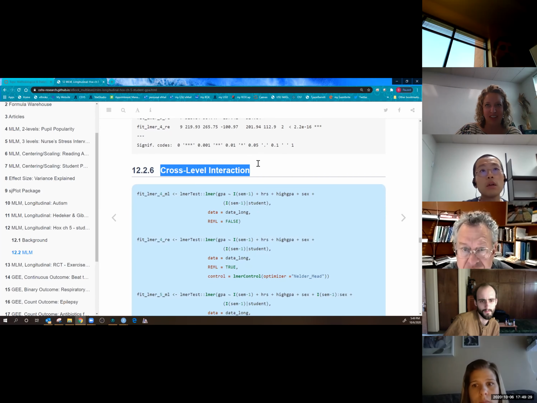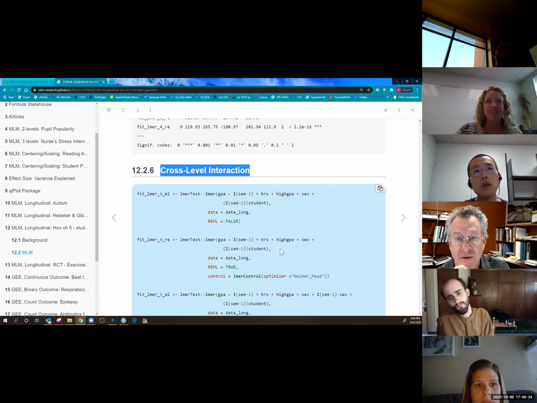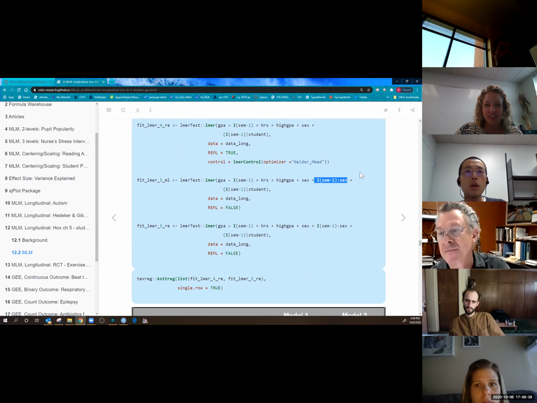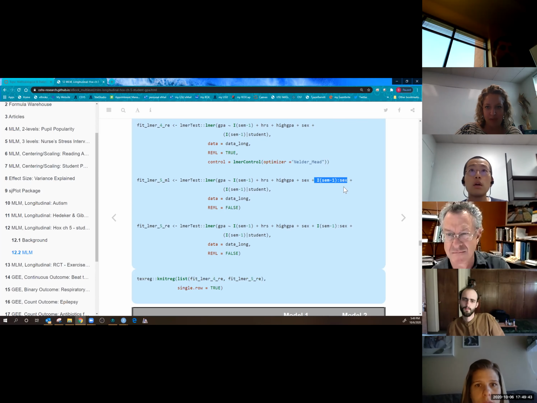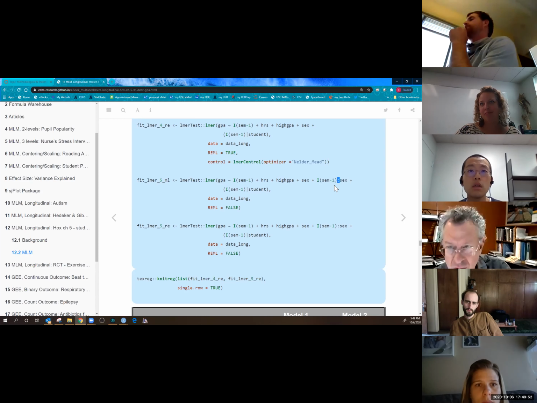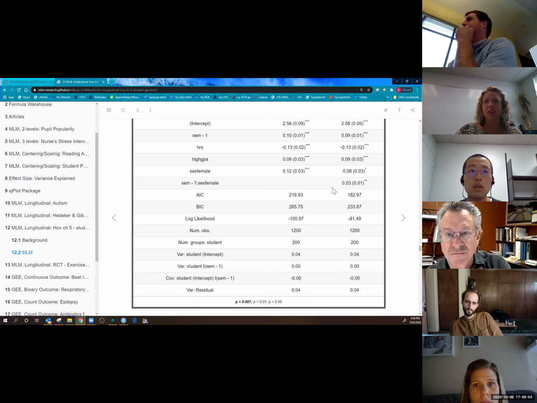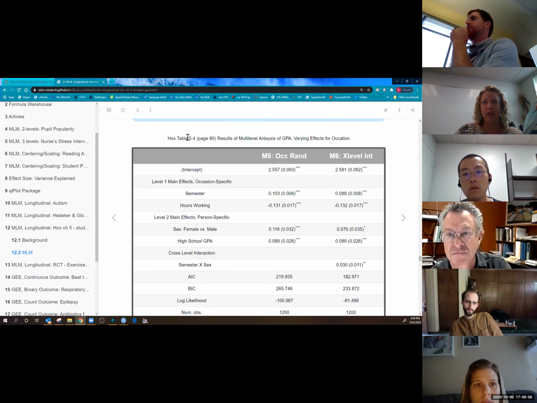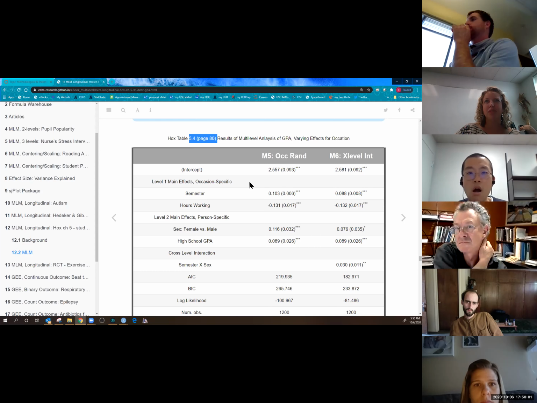Now we can go to that cross-level interaction. I want to know, is there a different slope change over time for males and females? That's our interaction. Now notice I put it here with a colon. Did I really need to do that? No, I could have done the asterisk, but I don't remember why I did that. Okay, so here are the models. And then here it is tidied up to look like Hox's table 5.4 on page 80.